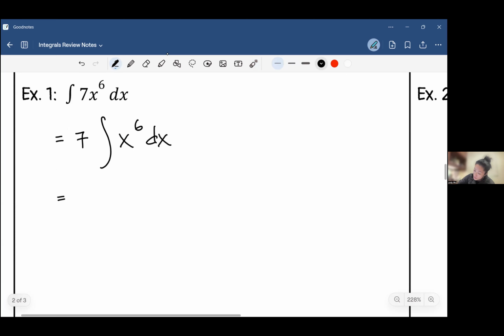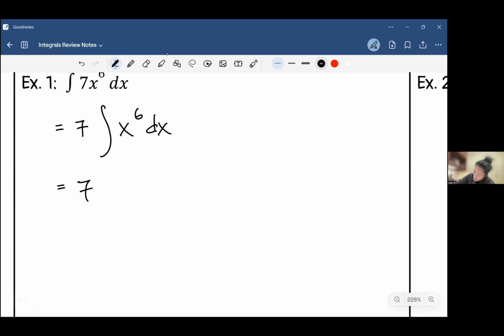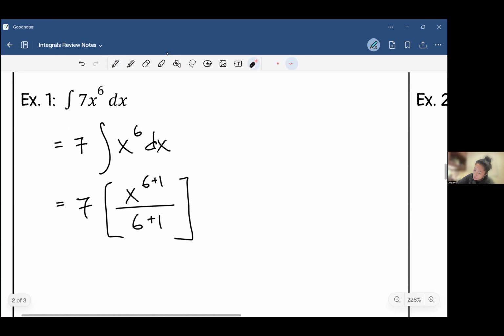Now, the power rule says that the integral is going to be x to the 6 plus 1 over 6 plus 1. And because I don't have any bounds, this is what we call an indefinite integral.